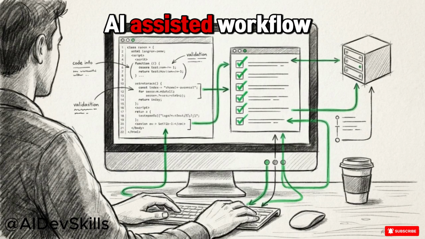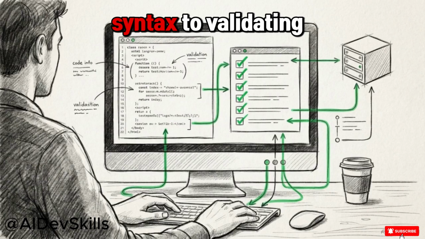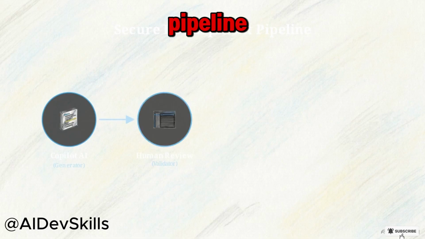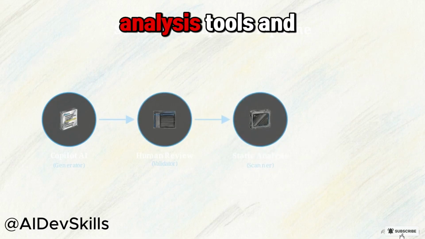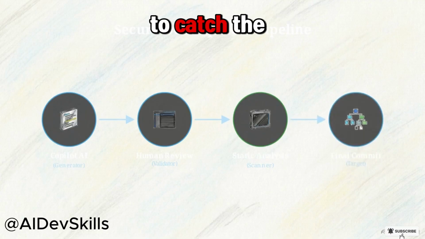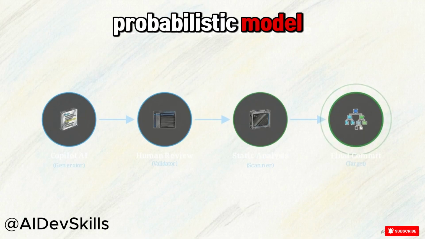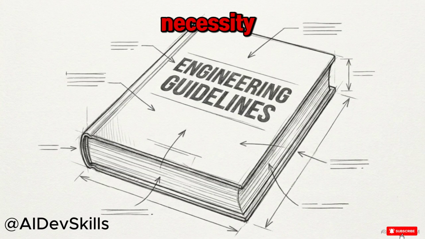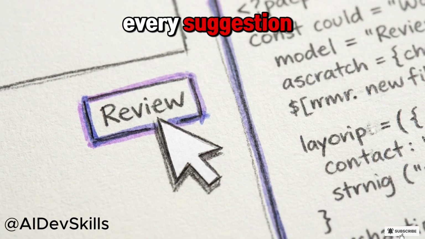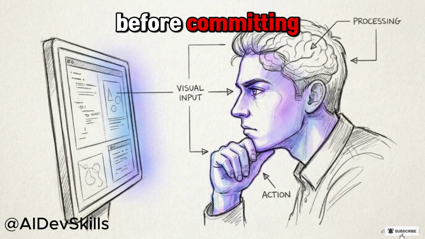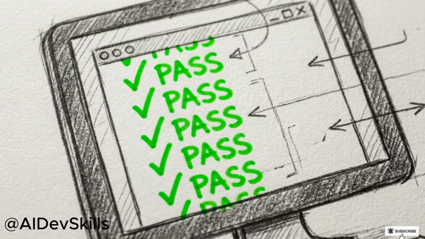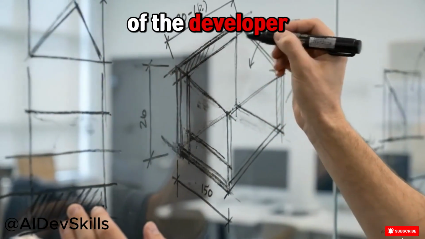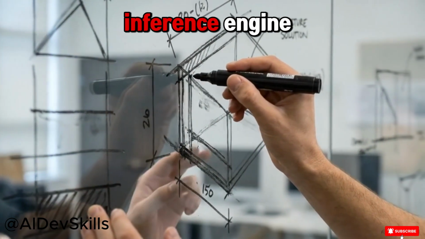Transitioning to an AI-assisted workflow requires a pivot from writing syntax to validating logic. Copilot should never be the final step in the pipeline. It must be paired with static analysis tools and security scanners to catch the vulnerabilities that the probabilistic model inevitably suggests. GitHub's responsible AI principles emphasize this necessity. You must review every suggestion, understand the code before committing, and rigorously test for edge cases. Critical architectural decisions and security-sensitive logic remain the responsibility of the developer. These cannot be offloaded to an inference engine.